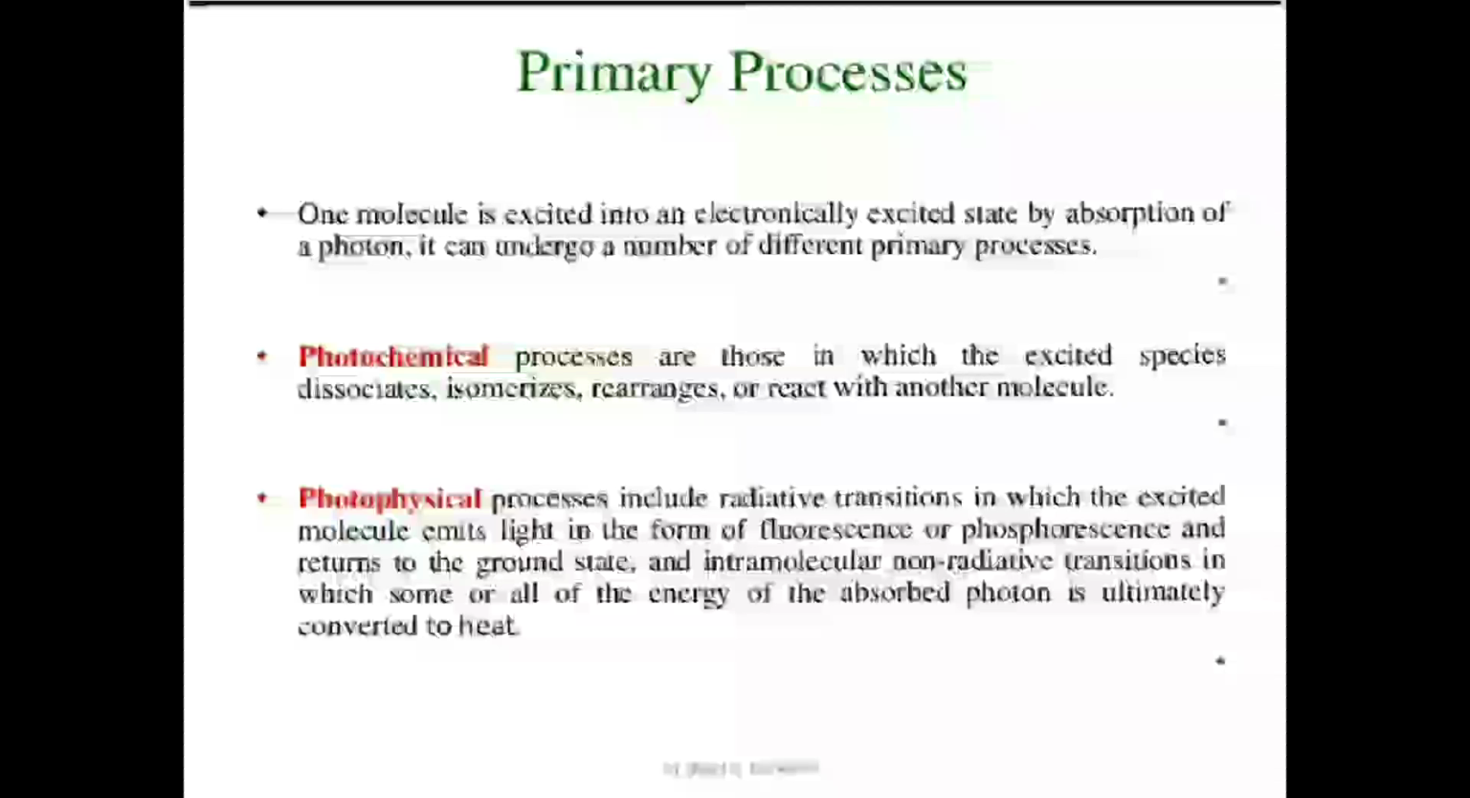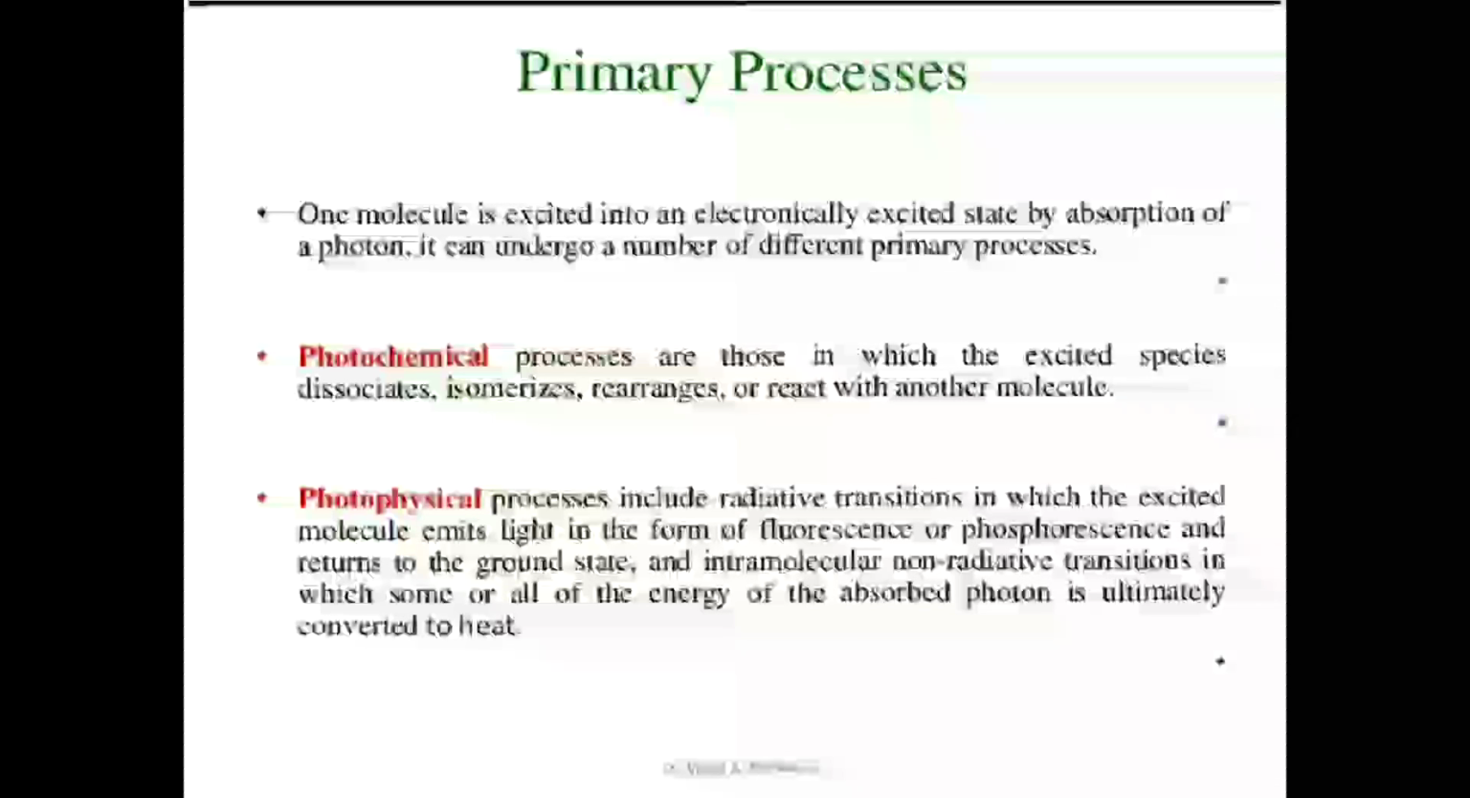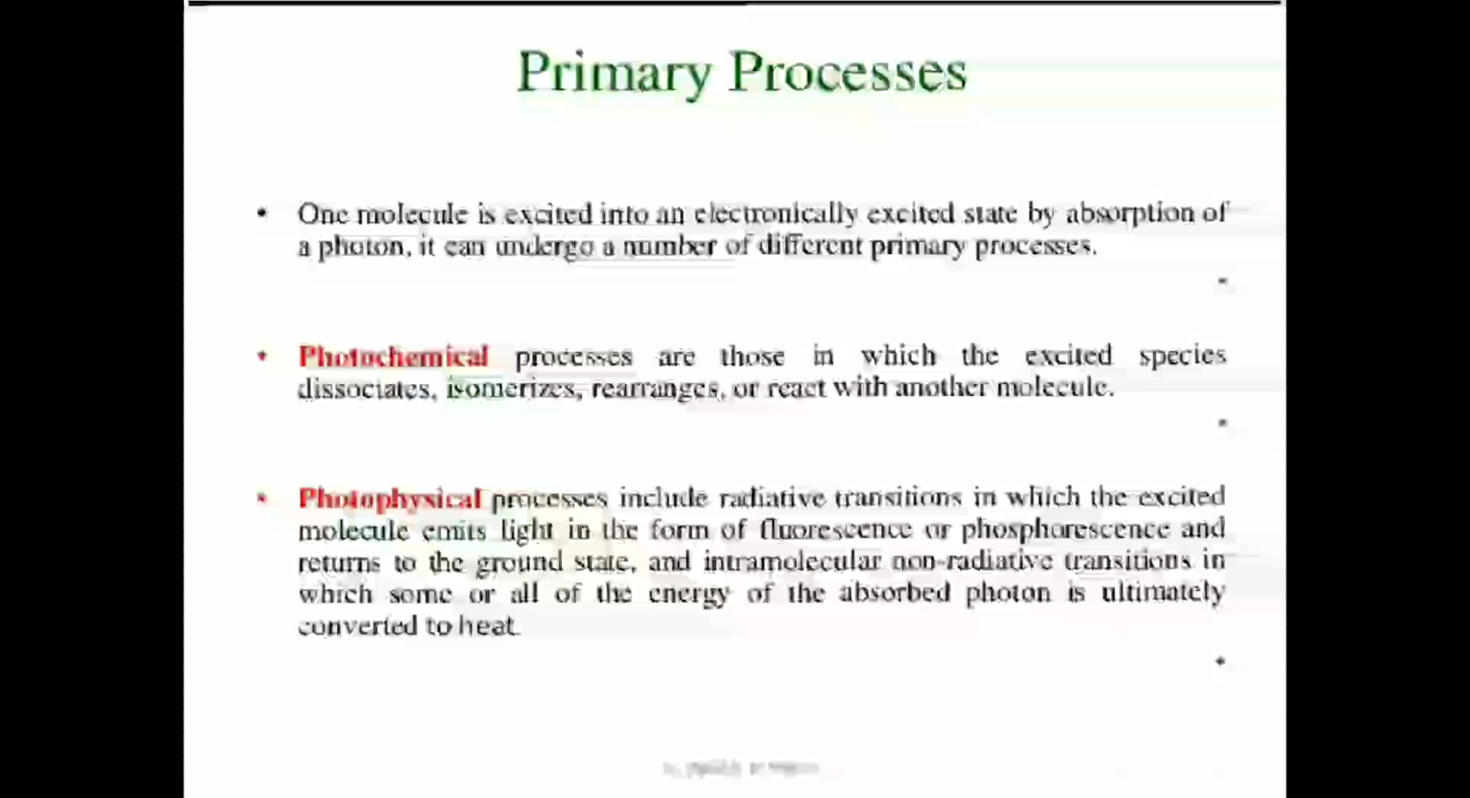A photochemical process is the process in which excited species dissociate, isomerize, rearrange or react with another molecule. We call it a photochemical process. So when the species, meaning the molecule or electron, is present in the excited state, it dissociates, isomerizes, rearranges, or reacts with another molecule. The overall process we call a photochemical process.